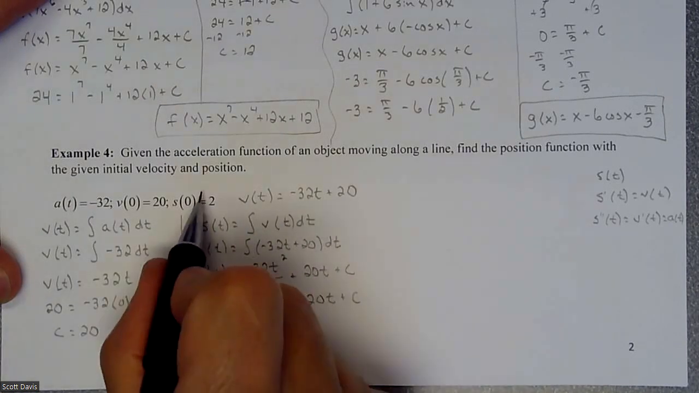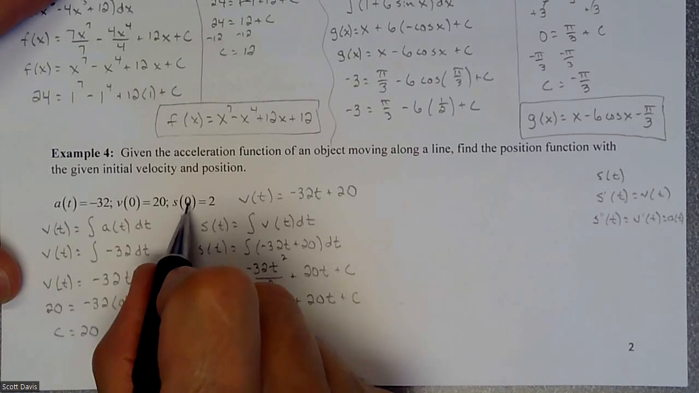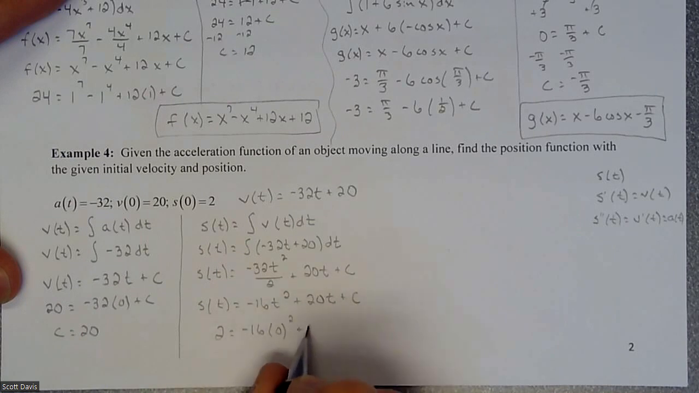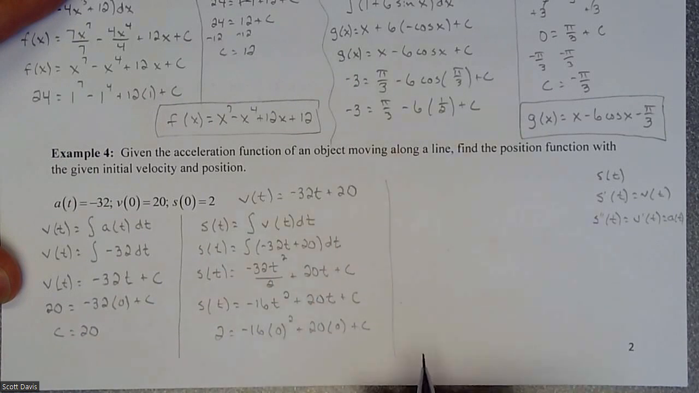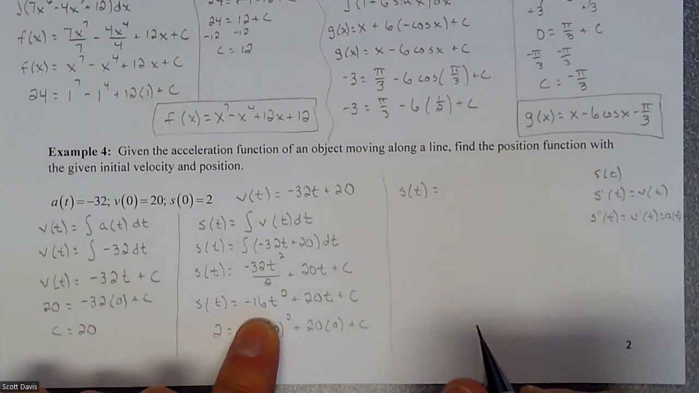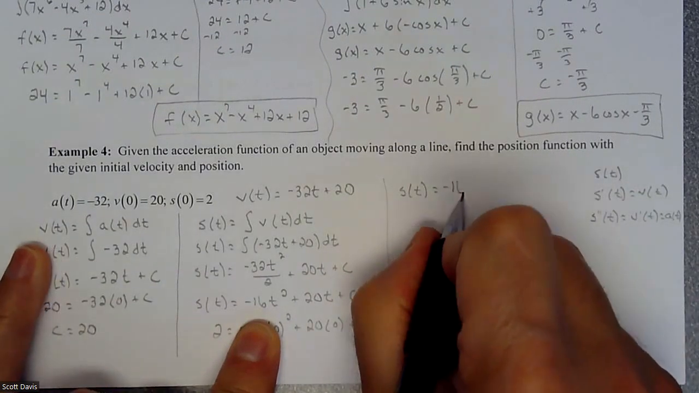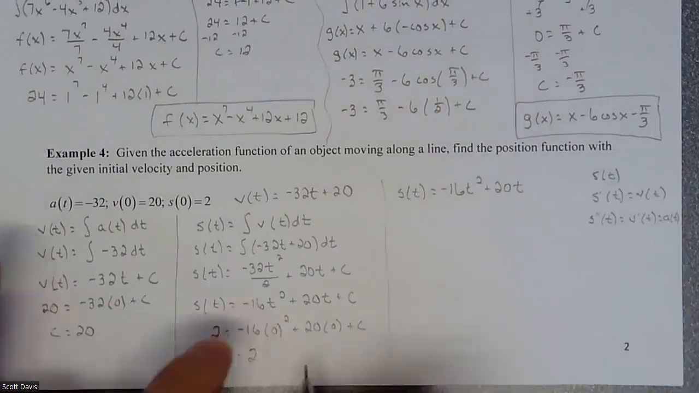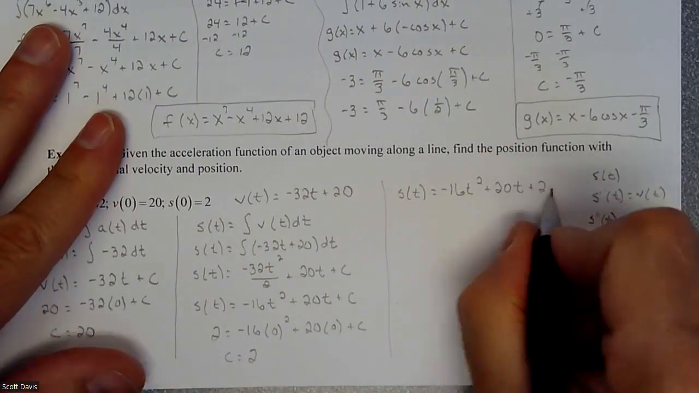we still don't know c yet. That's where this piece of information comes in. So when we plug in a 0, we get a 2 out. So we'll do 2 equals negative 16 times 0 squared plus 20 times 0 plus c. So if we do all that math, we're looking at c equals 2. So those are just going to go away. So our position function would be, here's our position function before we knew the c. So negative 16t squared plus 20t plus our c value that we just got to be 2.